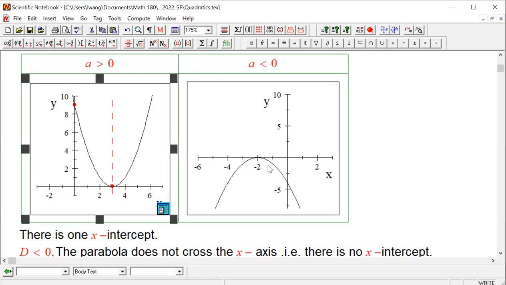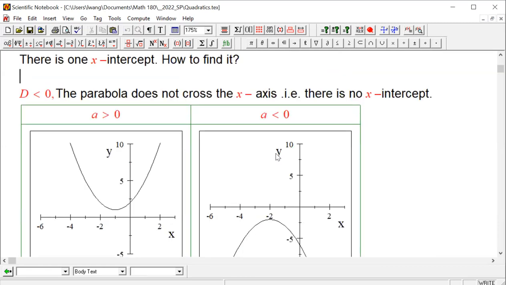For the other case, I don't recall we did an example, but I can totally give you one. This example is (x minus 3) squared, and this one is (x plus 2) squared. So we have these examples and there's exactly one x-intercept. Now we're going to talk about how to find them.